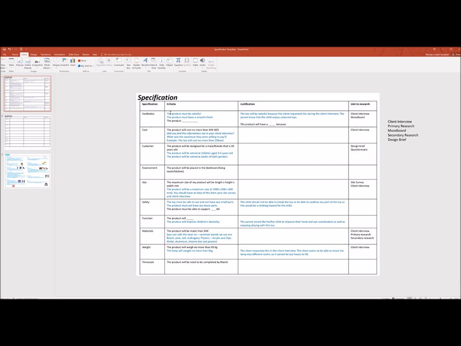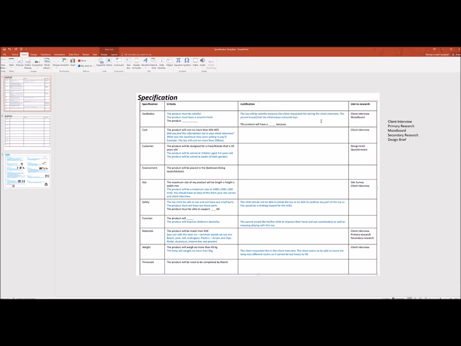So to start off, if we look at this example here, let's say, for example, we were talking about a toy. Aesthetics means how something looks. So in your criteria points, you've got to be specific where possible. You need to keep it nice and clear. So you can say the product must be colorful, and your justification would be the toy will be colorful because the client requested just this during the client interview.